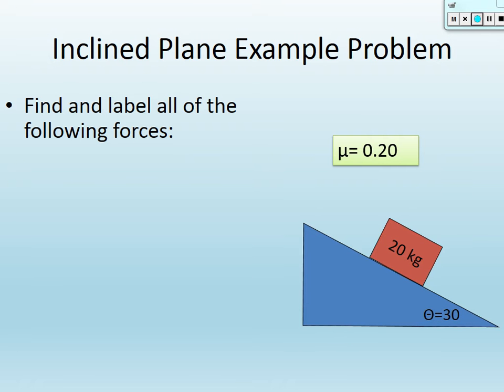Okay, so let's get started on an example problem. This is in your guided notes. So please write down everything that I write down and we'll talk about how to do this, okay? It says, find and label all of the following forces. So let's just go through them one at a time. Force of gravity, okay, draw it in there. If this is the block, force of gravity always points straight down toward the center of the Earth. Okay, then we're going to label this vector force of gravity, F sub g.